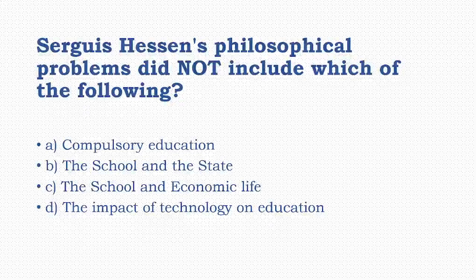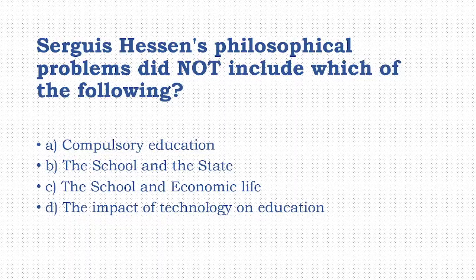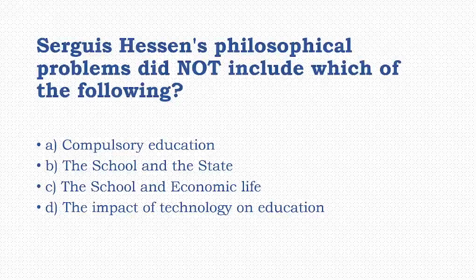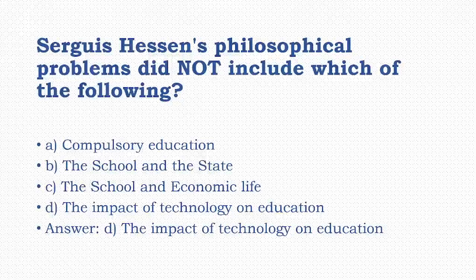Next, Sergius Hessen's philosophical problems did not include which of the following options: compulsory education, the school and the state, the school and the economic life, the impact of technology on education. Answer of this question is option D, that is the impact of technology on education.